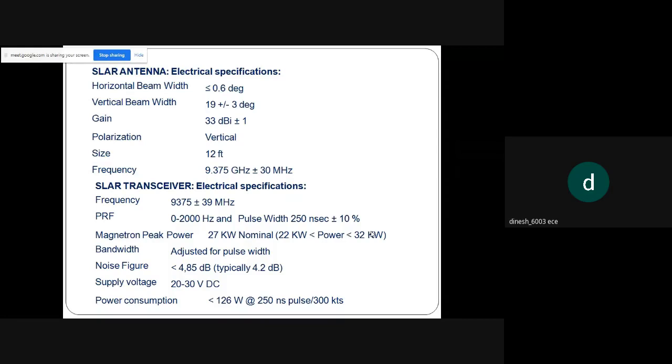The SLR transceiver will have the following electrical specifications. 9375 plus or minus 30 megahertz. The pulse repetition frequency of 0 to 2000 hertz, pulse width of 250 nanoseconds plus or minus 10%, magnetron peak power of 27 kilowatts nominal, that could vary from 22 to 32 kilowatts. Bandwidth is adjusted for pulse width. The noise figure is around 4.2 decibels. The supply voltage is 20 to 30 volts DC. The power consumption is less than 126 watts.